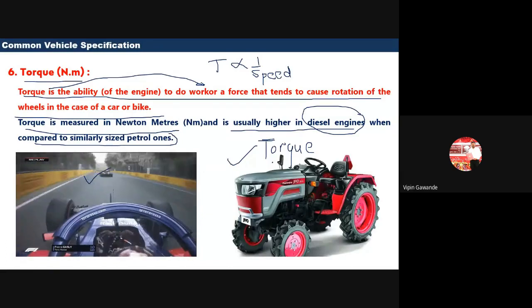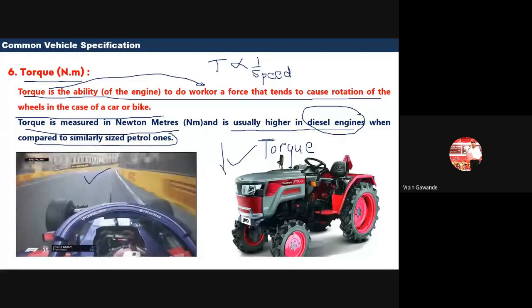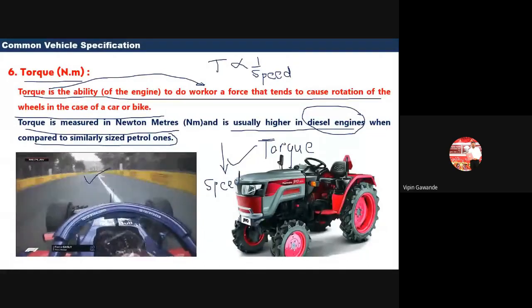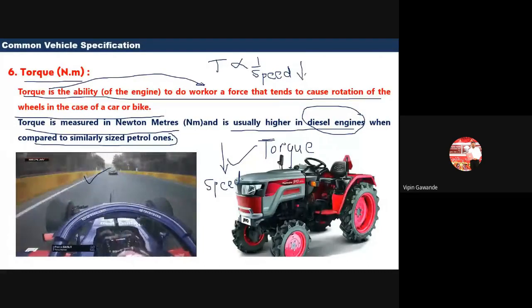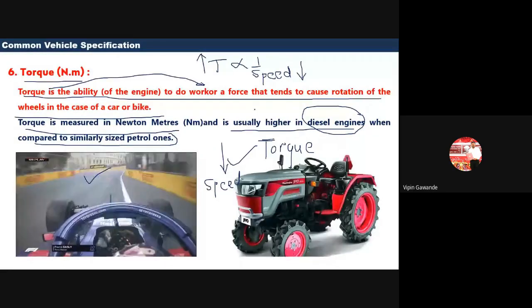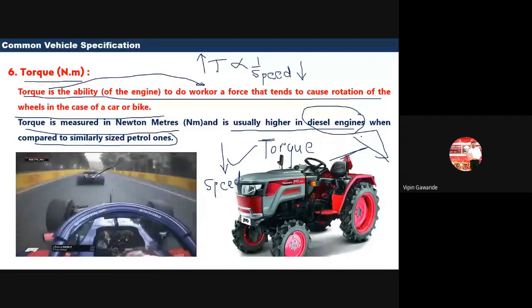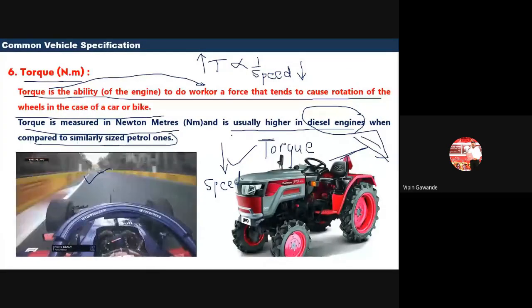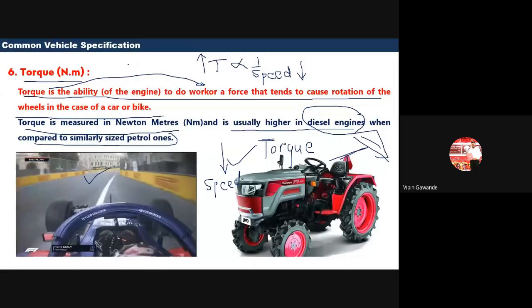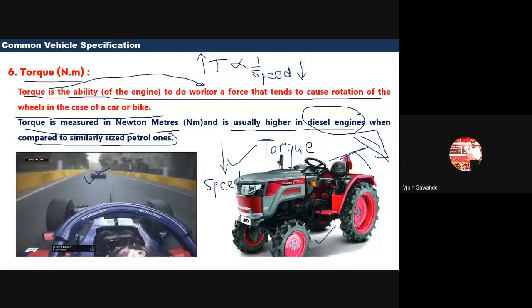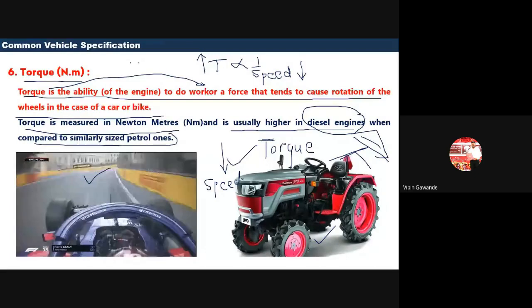That means we know that the tractor's speed is low, but its torque is very high. That's why it pulls a very heavy load. But when we are using the car, it doesn't take that much load which is taken by this tractor, because the torque is very low for the cars.